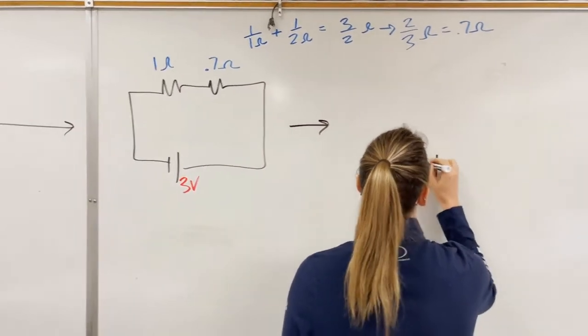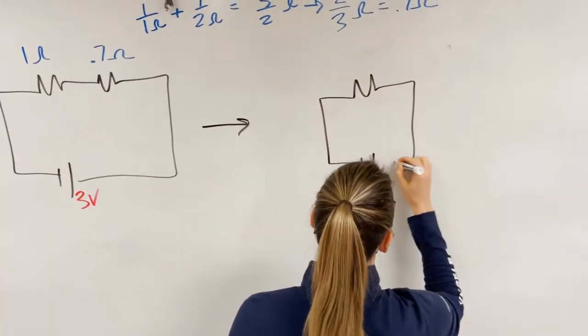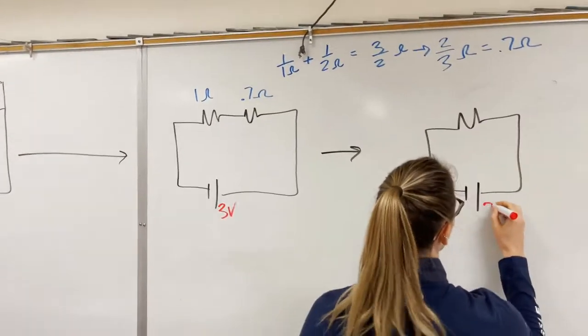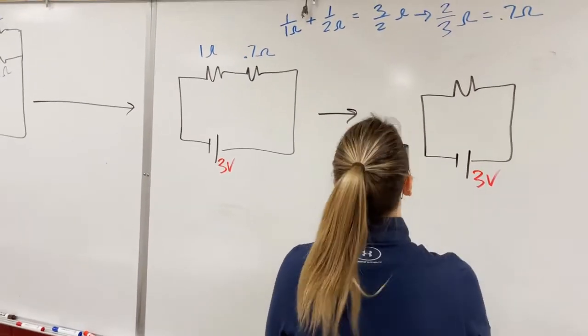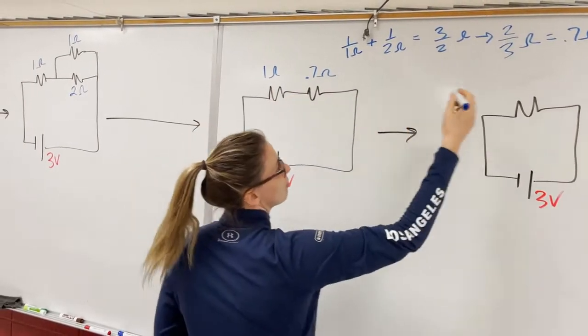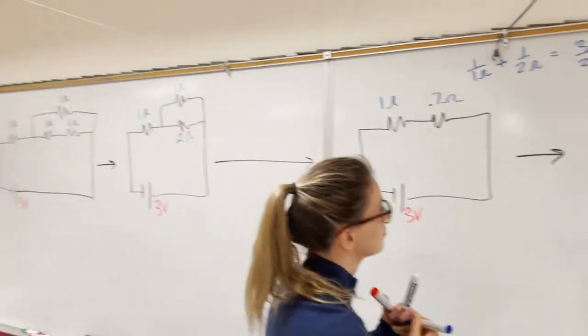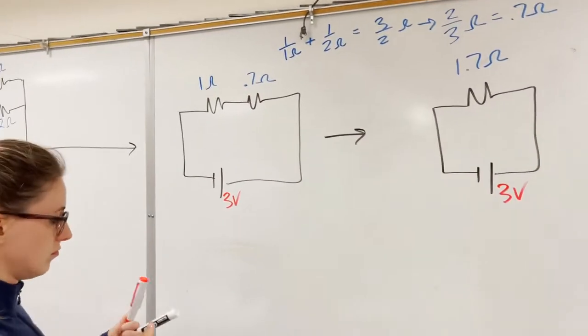Okay, so here we go, right here. Okay, and now Miss Moore is happy. We're in the beginning, 3 volts here. And now we just add these up, so 1.7 ohms. Okay, now once we get it down to 1 equivalent resistance, what's that thing we do?